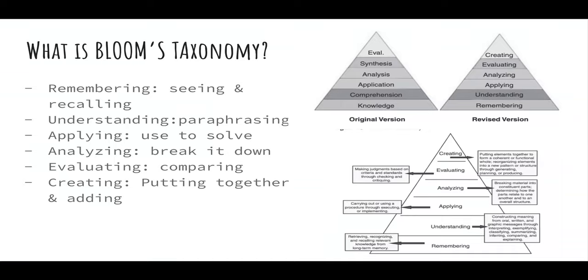To dig a little bit deeper into this, Bloom's taxonomy has 6 different steps. The original version started off with knowledge, comprehension, application, analysis, synthesis, and evaluation. And eventually they decided to make a stronger version where it's now remembering, understanding, applying, analyzing, evaluating, and creating.